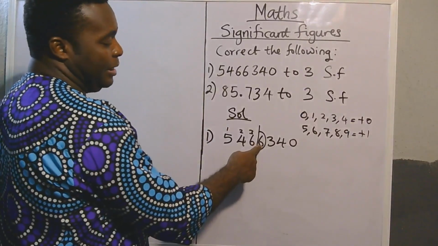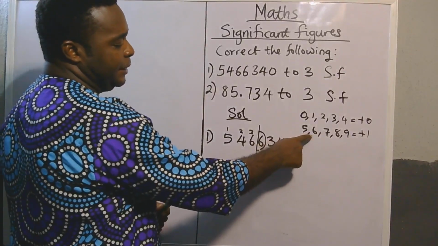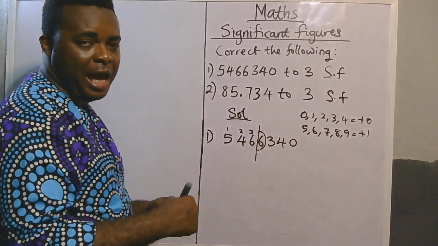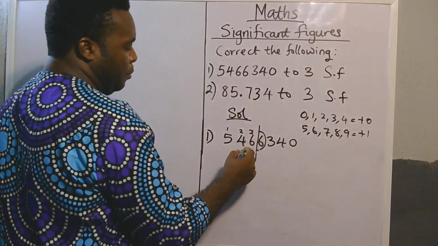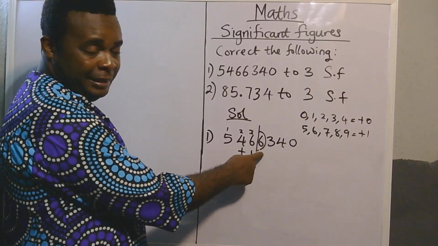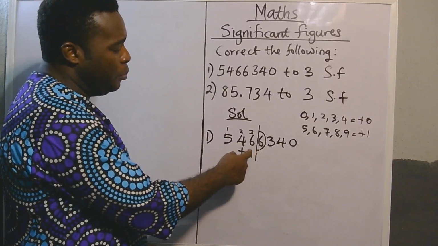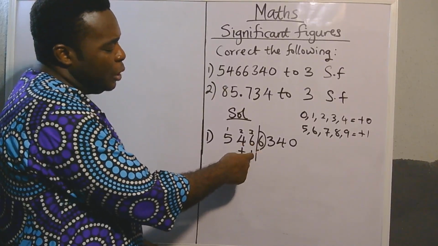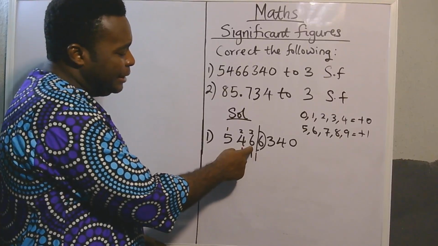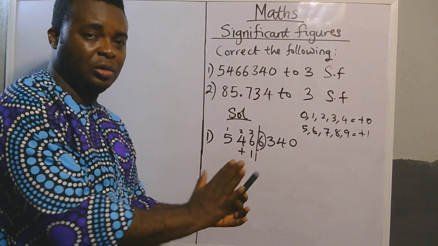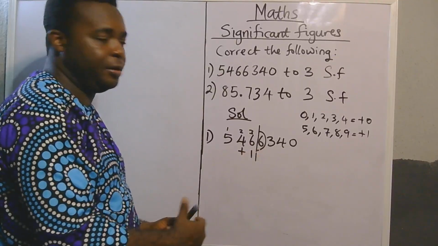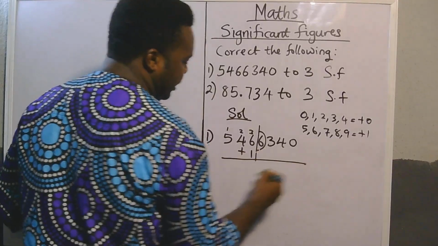Now, looking at the number under consideration here, it is 6, and it falls within the range of numbers that we can add plus 1. So, you say plus 1. Now, don't put your plus 1 under the number under consideration, but just under the number before the line. The number that is very close to the line is where you either add your plus 1 or plus 0. Alright, so let's draw our line here.